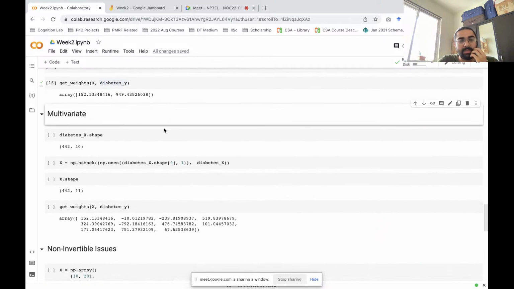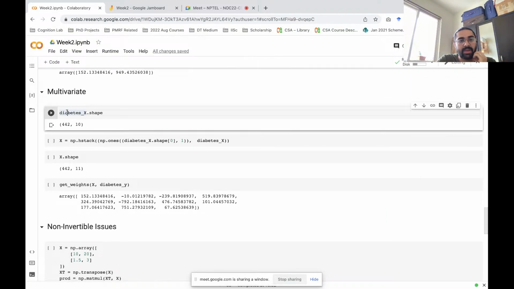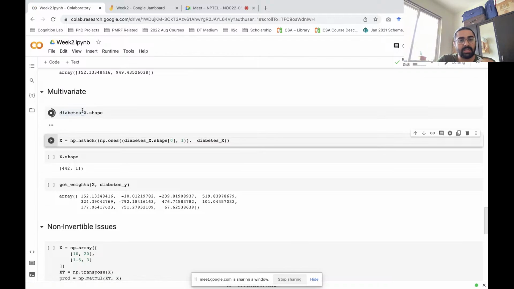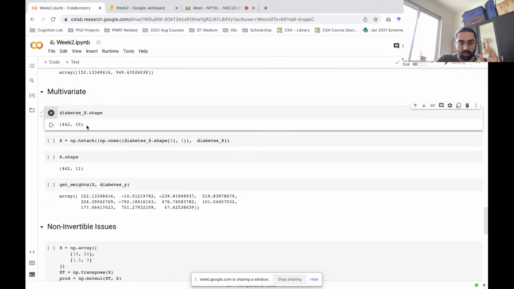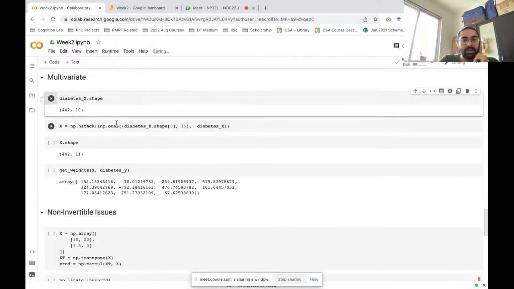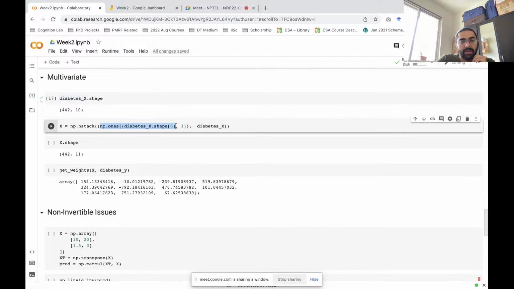Okay, simple and straightforward. Next, we'll go for multivariate. In multivariate, the idea is that I want to use all the data. That is, I have 10 variables and I want to use all 10 variables. And once again I have to add these np.ones for this particular shape.